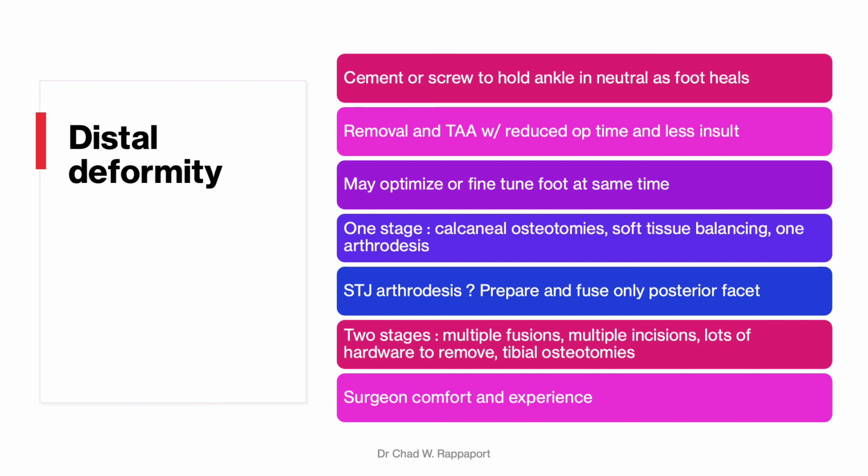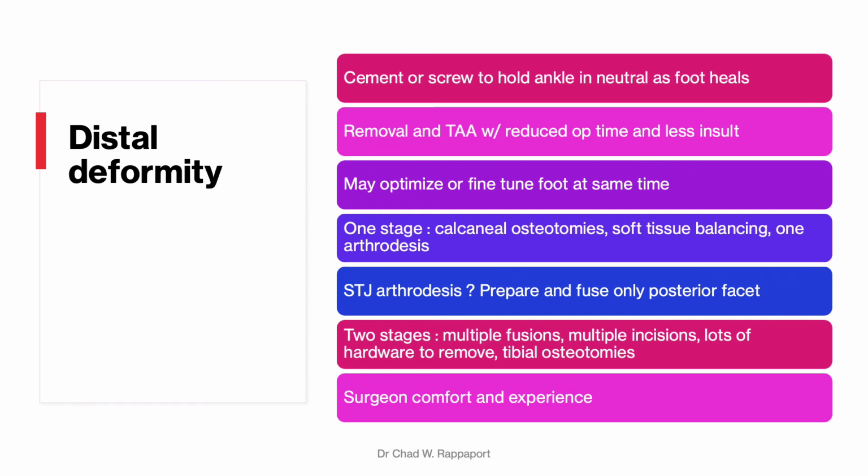So generally speaking, procedures that can be done at the same time in one sitting as the total ankle arthroplasty seem to be osteotomies of the calcaneus, certainly different types and forms of soft tissue balancing, and generally one arthrodesis of the hindfoot.